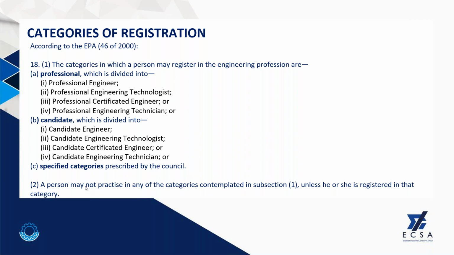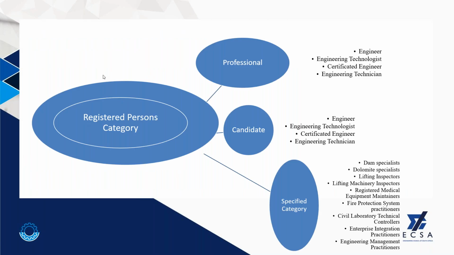So most importantly, a person may not practice in any of the categories contemplated in subsection 1 unless he or she is registered in that particular category. So you may not practice as a professional engineering technologist if you are just a professional engineering technician. So subsection 1 of the Act also stipulates that you may not practice. That is in violation of the ECSA Code of Conduct.